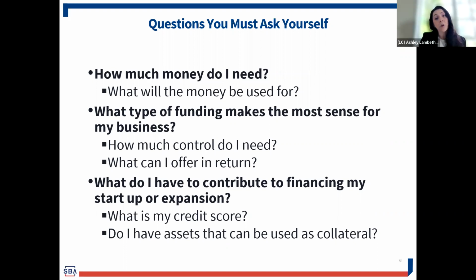Is a traditional loan the best bet for your business? Is asking friends and family the best bet for your business? Is having someone like an investor going to make a lot of sense for you? And when you're thinking about these different options, you want to consider how much control of your company you need. Maybe you're thinking about bringing on a partner or somebody to share the burden of running a business as well as to help with finances.